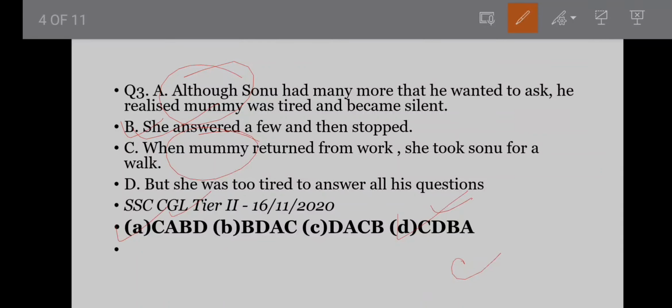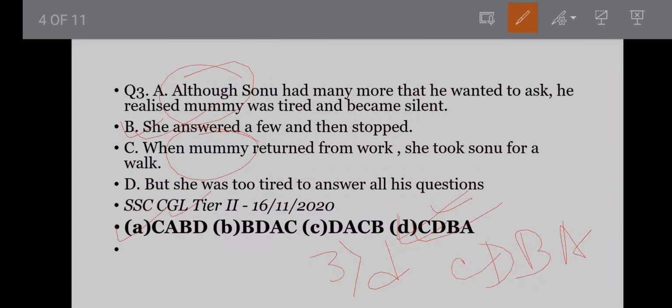So first we have seen D. Then A, "although Shonu had many more that he wanted to ask, he realized mummy was tired." So tired should be a prior one, so it will be option D, right? C, D: "When mummy returned from work, she took Shonu for a walk. But she was too tired to answer all the questions." D. Then there should be B: "She answered a few and then stopped." It's B. And the last one should be "although Shonu had many more that he wanted to ask, he realized mummy was tired and became silent." So A will be the last one. So number 3 will be D, right?